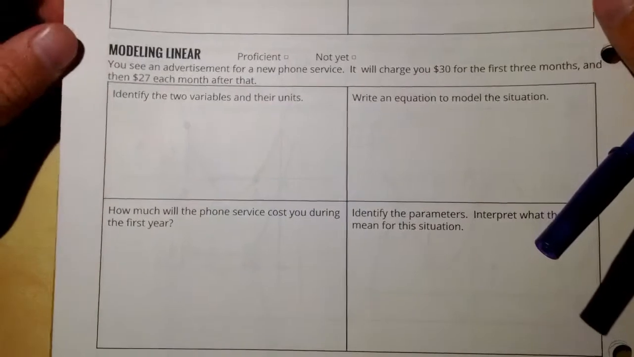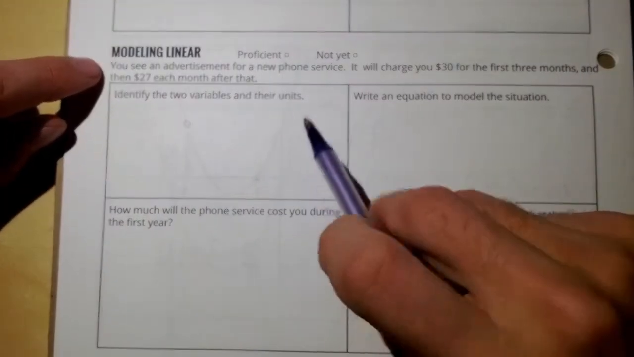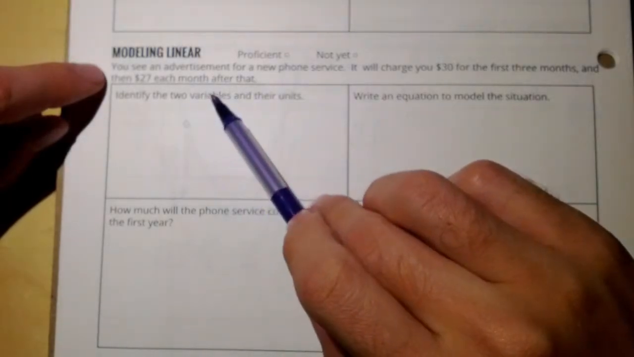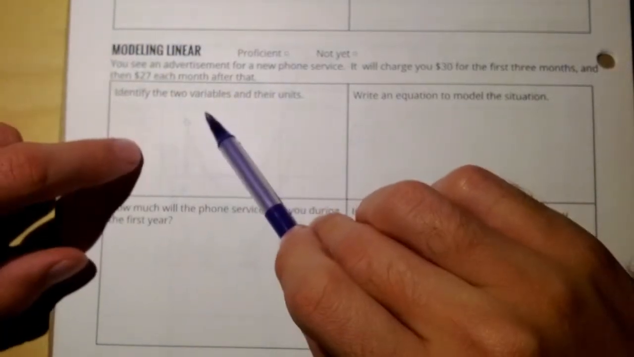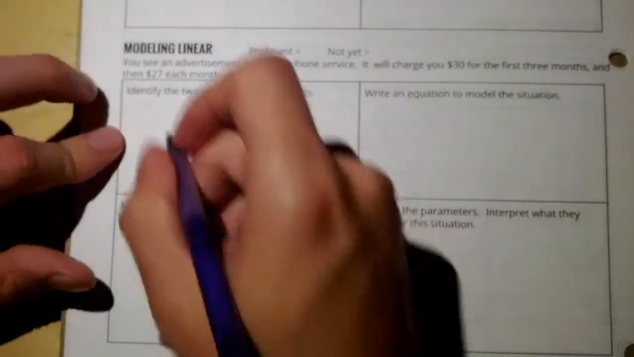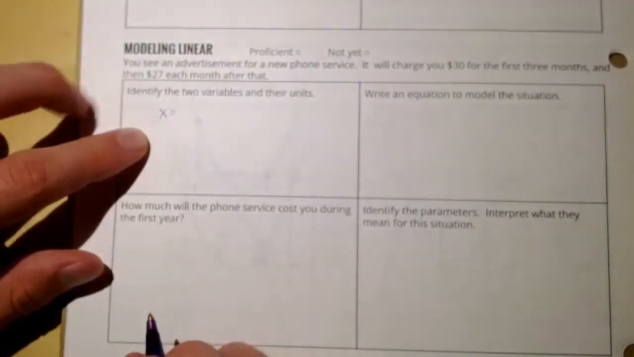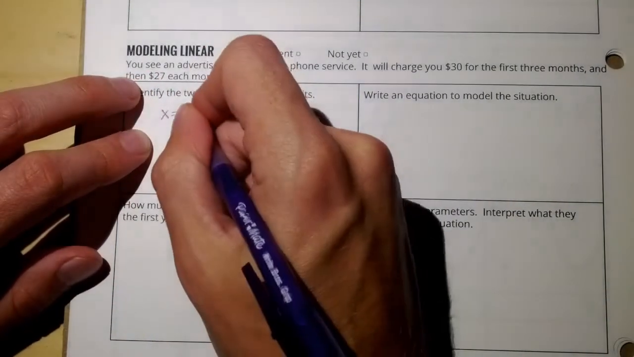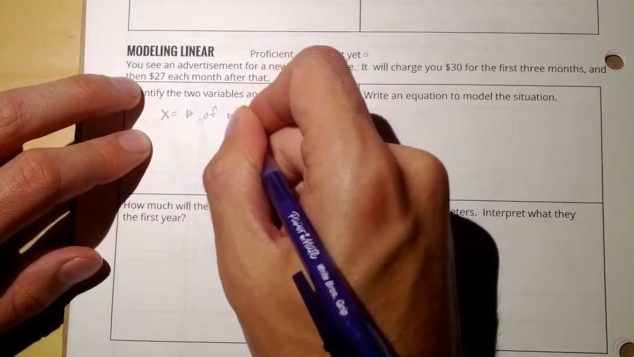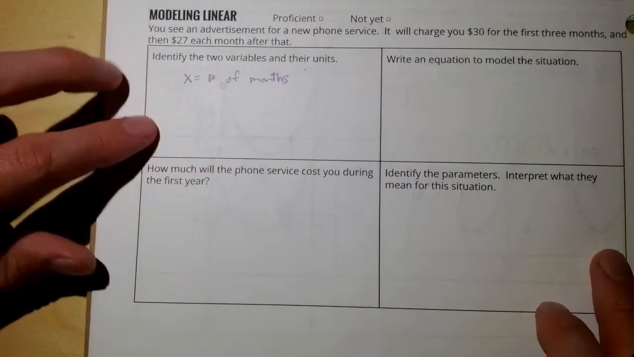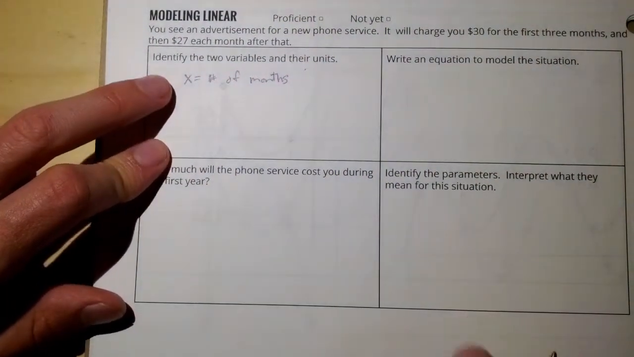Modeling linear. You see an advertisement for a new phone service. It'll charge you $30 for the first 3 months, and then $27 each month after that. Identify the two variables and their units. For this one, I'm going to have x, and x is going to be the amount of time that's passed. We're measuring time in months, so x is the number of months. Okay. And then our y value is going to be how much we've paid.